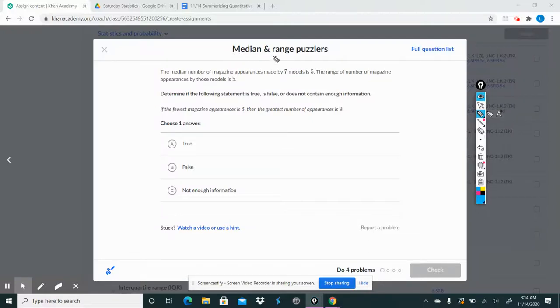So, median and range puzzlers. Okay, so we're going to have a little bit of thinking to do because given our puzzlers here, the median number of magazine appearances by 7 models is 5. So we're given a little bit of information. Median is 5. The range of the number of magazine appearances by those models is 5. So the range is also 5.